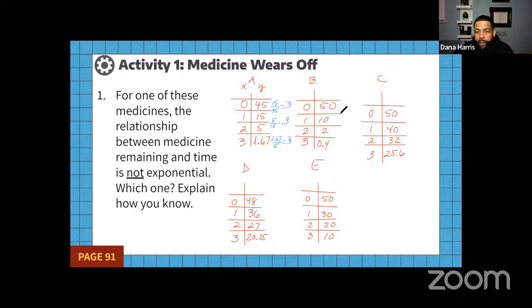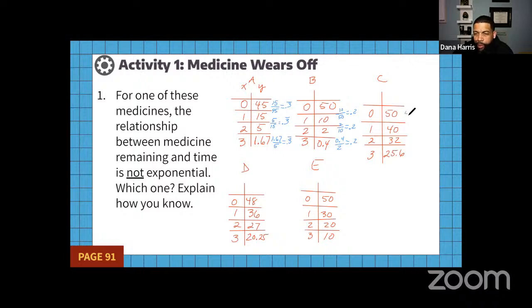When I get over here, I'm gonna do 10 over 50. Okay, so 10 over 50. And I'm going to do 2 over 10, and I'm going to do 0.4 over 2, okay? And so this equals 0.2, I think. I don't have my calculator. Yeah, 1/5 is equal to 0.2, okay? So 0.2, and this equals 0.2, and this equals 0.2, okay? So that's the common factor there.